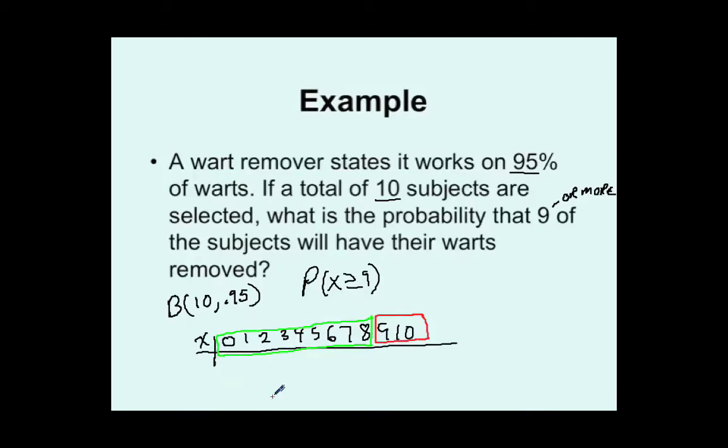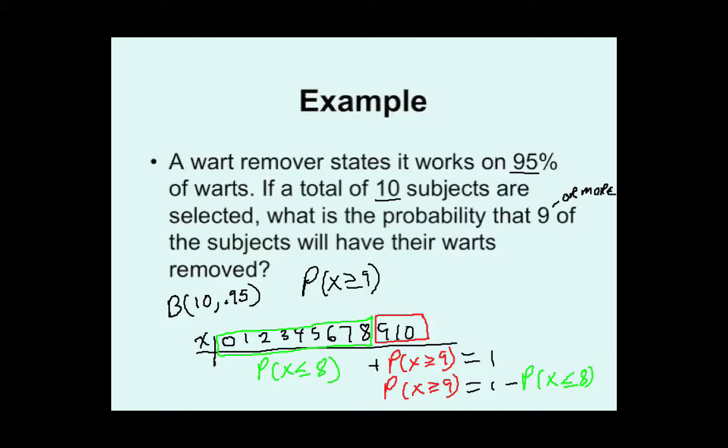So the probability that we're looking for, the probability that x is greater than or equal to 9, if we add that to the probability of x being less than or equal to 8, then we know the sum of those two probabilities has got to be equal to 1, which tells us that the probability of x being greater than or equal to 9 has got to be equal to 1 minus the probability of x being less than or equal to 8.